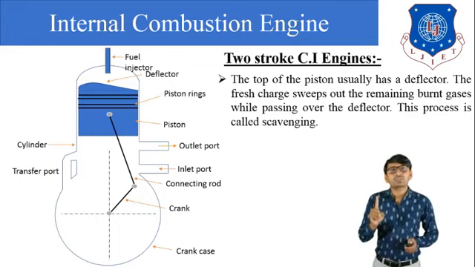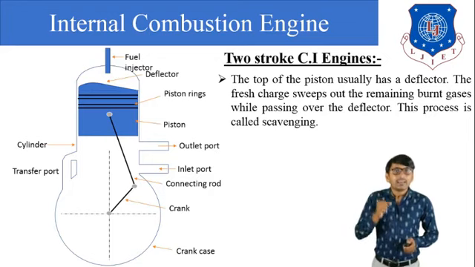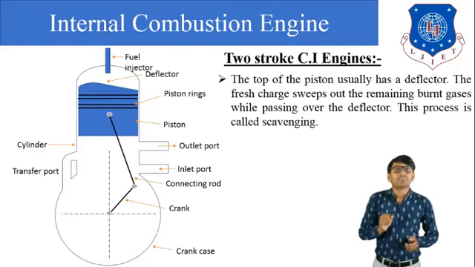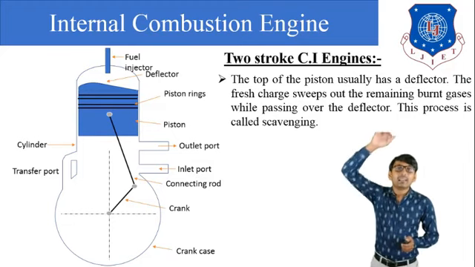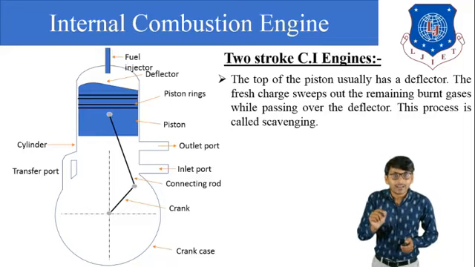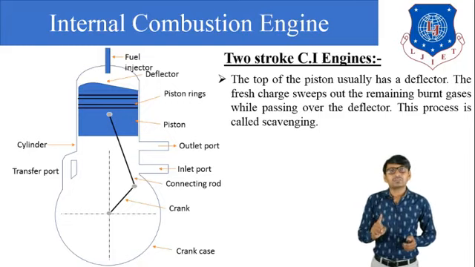So this is about the first stroke. In the first stroke, the piston moves in the downward direction. First, it covers the inlet port and compresses air in the crankcase. Then it uncovers the outlet port, so some amount of high temperature gas from the upper side of the piston is released into the atmosphere. Then it uncovers the transfer port, so air present in the crankcase is transferred to the upper side of the piston and sweeps out the remaining high temperature gas. This process is called scavenging. So this is about the first stroke.